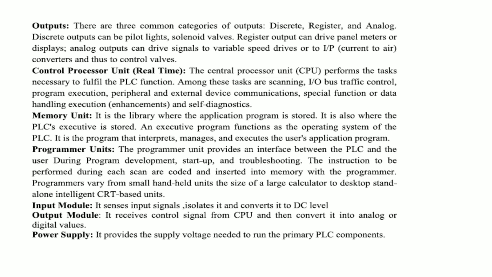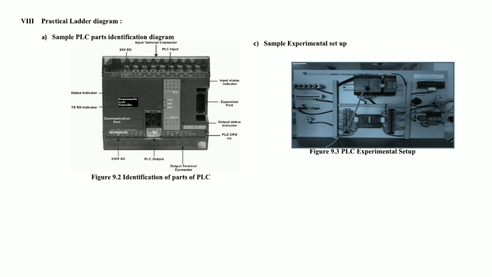Input module: it receives input signals, isolates them and converts them into DC values. Output module: it receives control signals from the CPU, then converts them into analog or digital values. Last but not the least is the power supply. It provides the supply voltage needed to run the primary PLC components. So here is the diagram which indicates the PLC parts identification diagram.